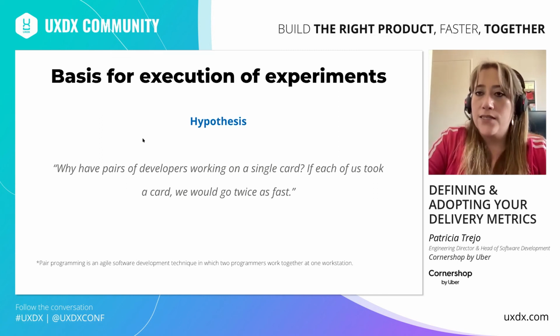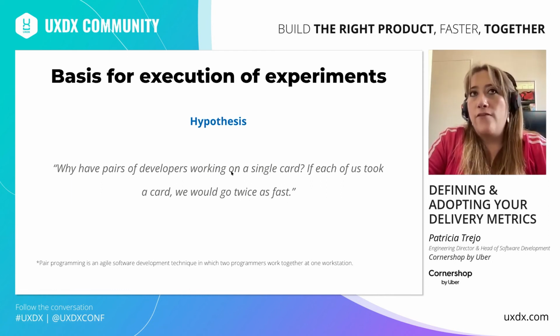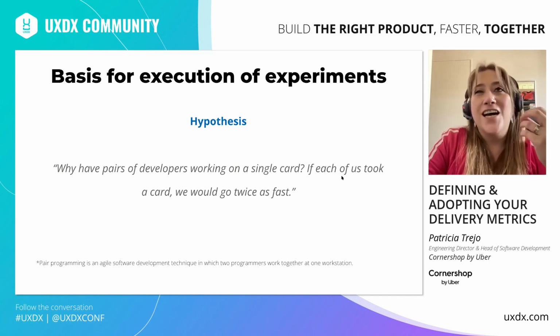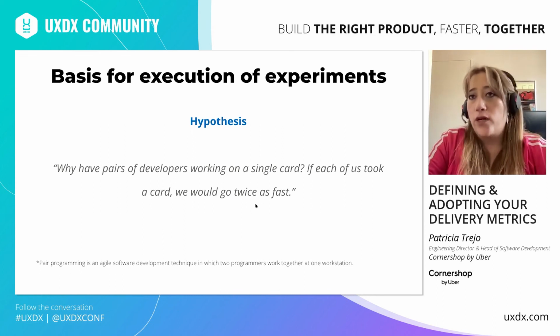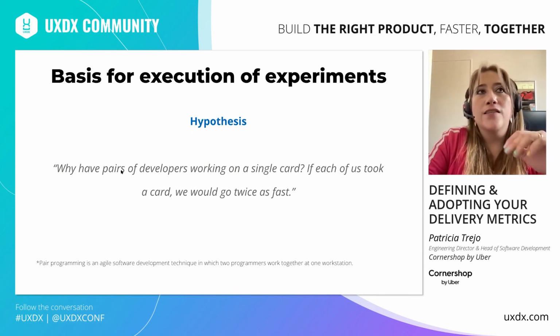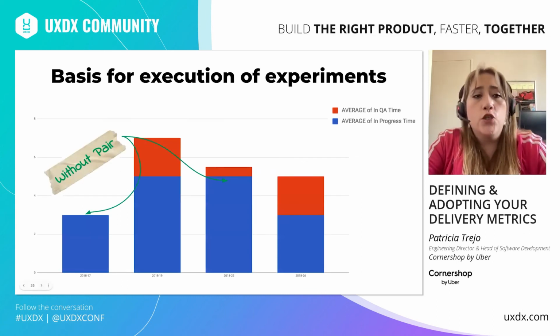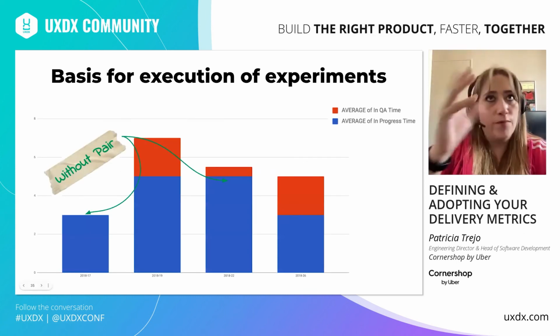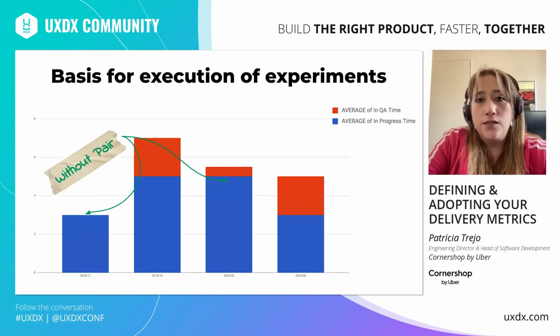There was a hypothesis once upon a time where someone said, why have pairs of developers working on a single card? If each of the developers took a card, we would go twice as fast, instead of doing pair programming. So we started to do a lot of analysis. I will show very briefly just two little examples.